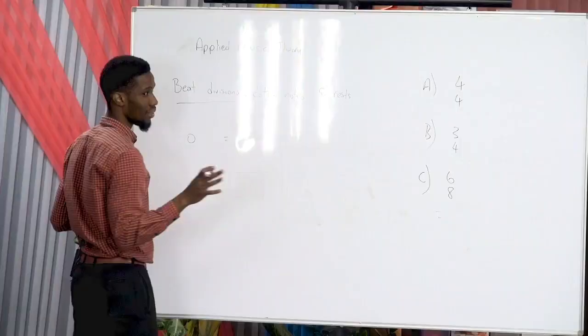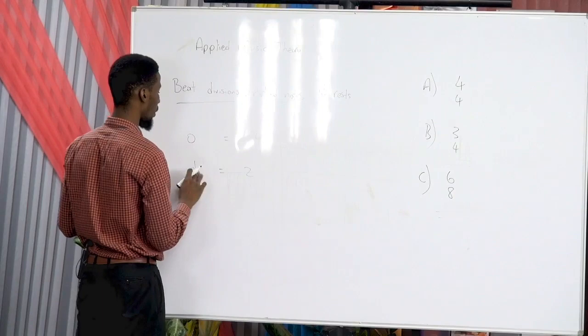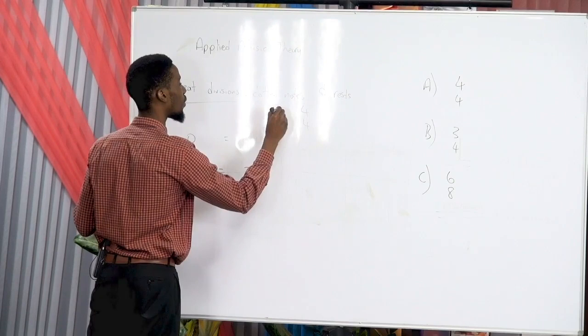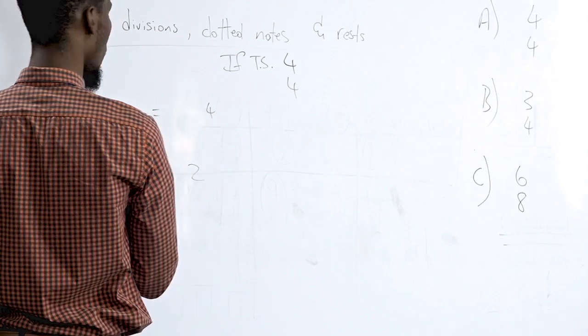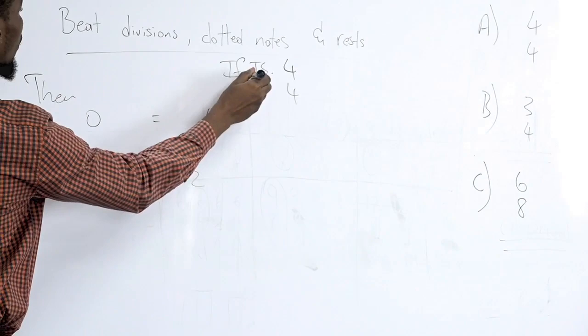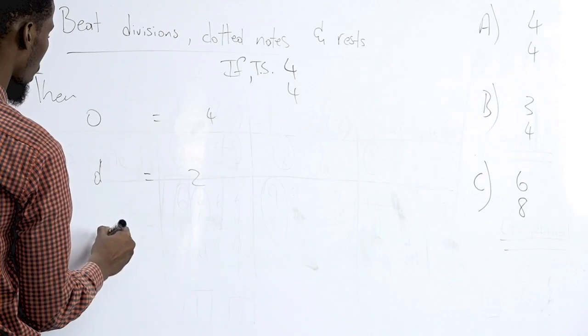This is dependent on the time signature. If the time signature, TS, is 4-4, then a semibreve is 4, a minim is 2, a crotchet is 1.